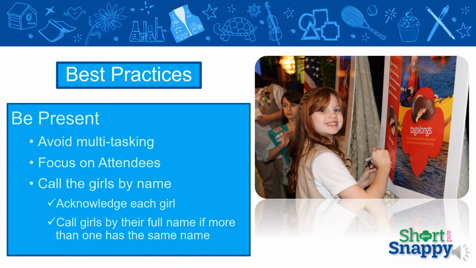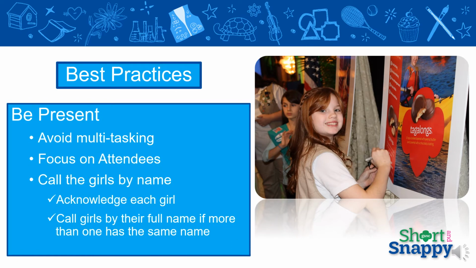You want to make sure that you're present. Avoid multitasking. Focus on the girls. Greet each girl, say her name. You're not able to make eye contact with the girls, so you want to make sure that you say a girl's full name if there happen to be two girls with the same name. That's the only way that she's going to know that you're actually speaking to her.